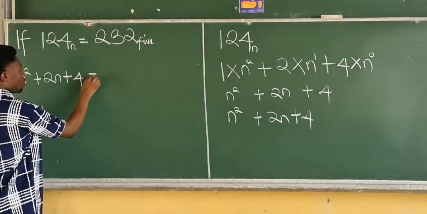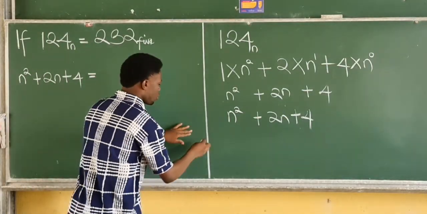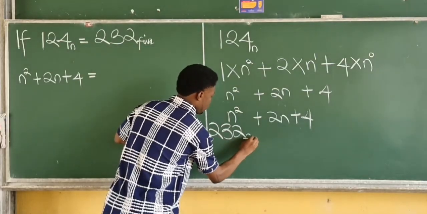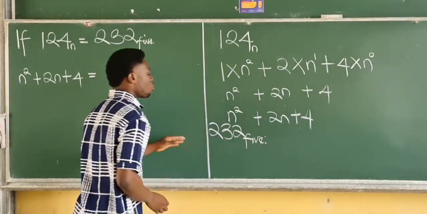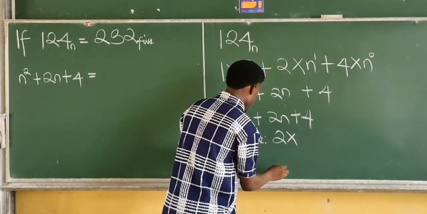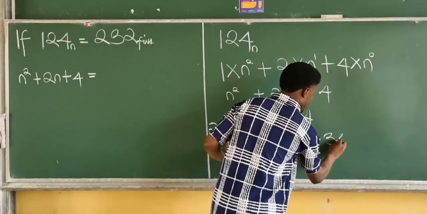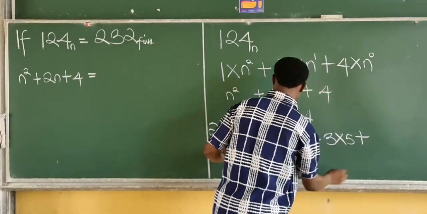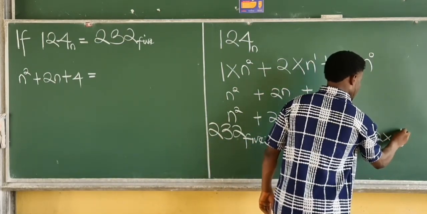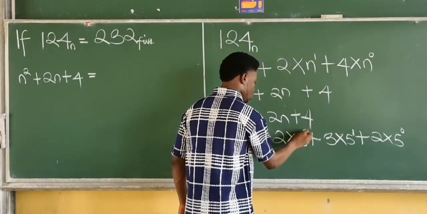This is equal to, let's do the same thing to the right hand side. In the right hand side, we have 2, 3, 2 in base 5. To convert this into base 10, it becomes 2 times 5 plus 3 times 5 plus 2 times 5, raised to the power of 0, 1 and 2.